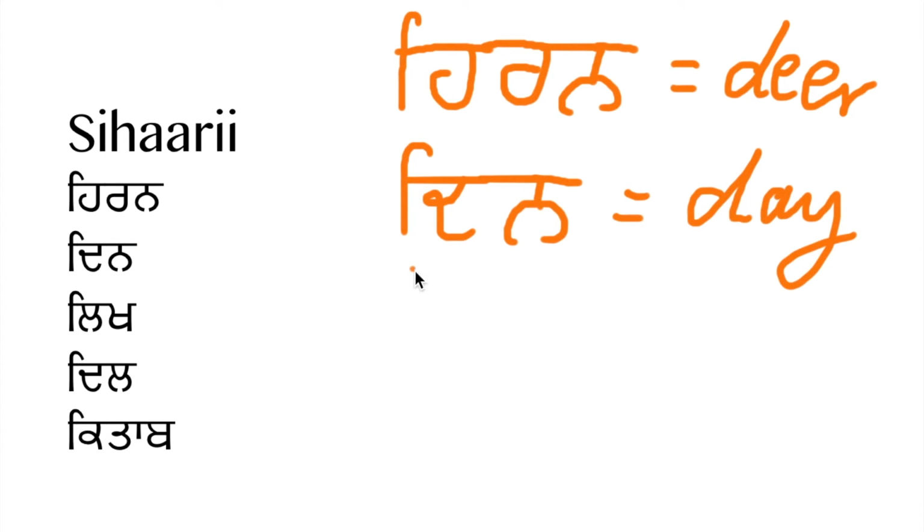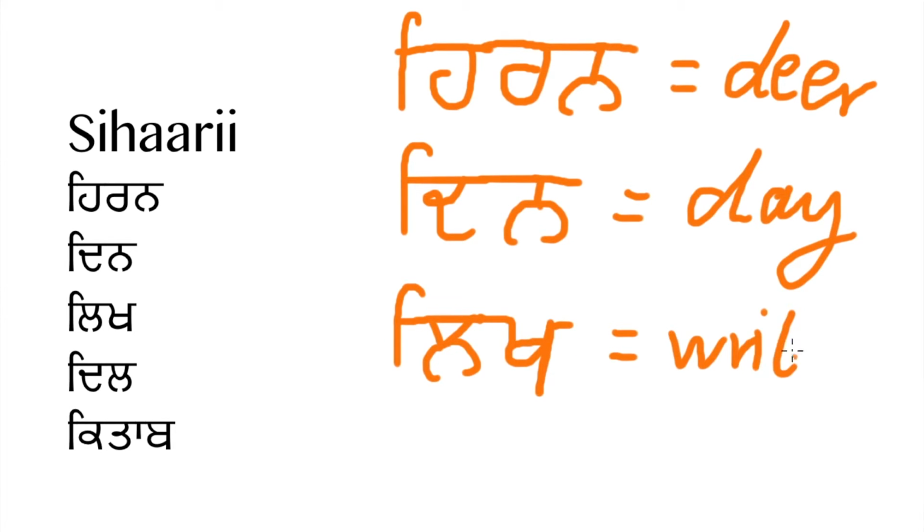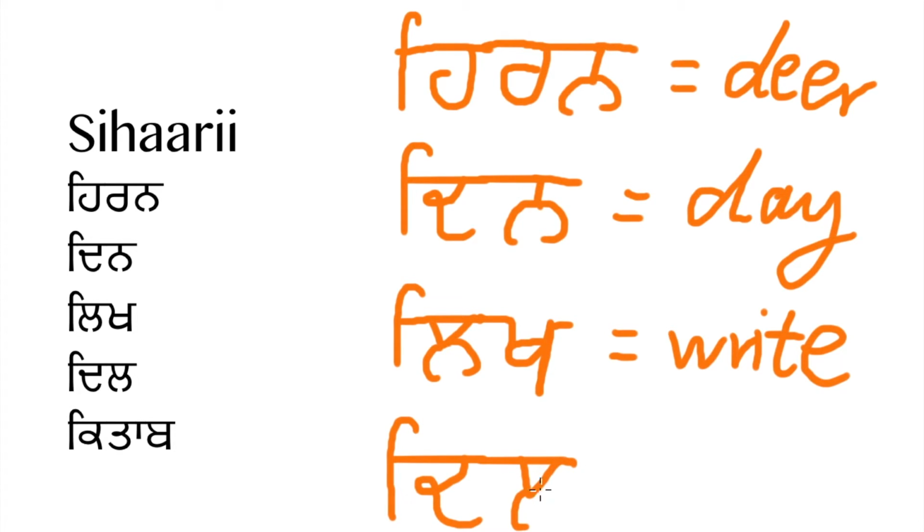And next we have a Sihaarii followed by a lalla and a kakka, which says likh, which means to write. Now we have dil. It's basically a Sihaarii followed by a dada and then a lalla, which gives you dil, which means heart.